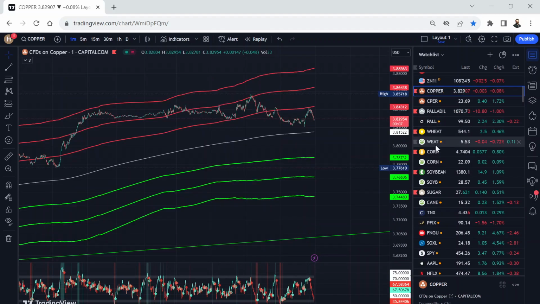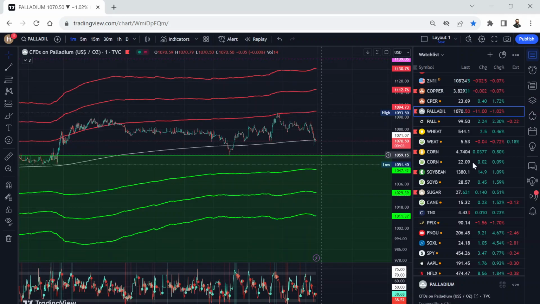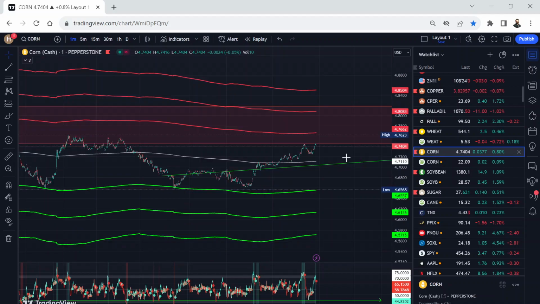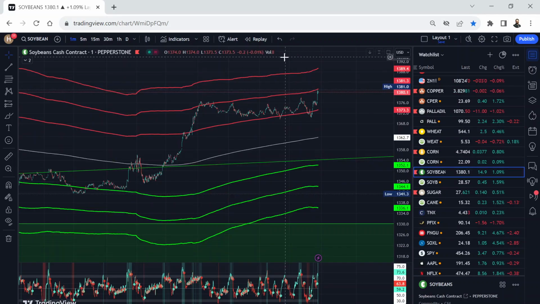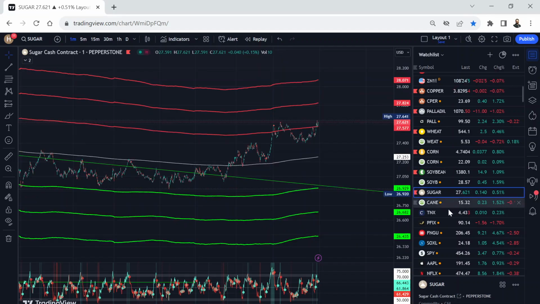Copper near sell zone, palladium pre-market down 1% near neutral zone. Wheat is getting closer to buy zone, going to the neutral zone a little bit. Corn near sell zone. Soybeans is already in the sell zone, perfect time to short. Sugar is also in the sell zone.